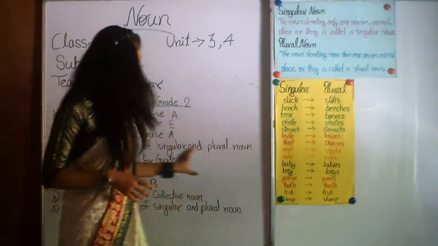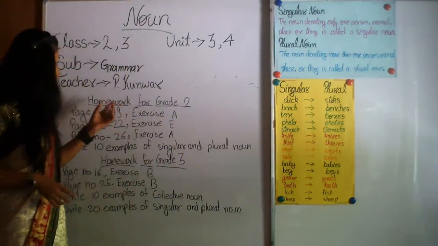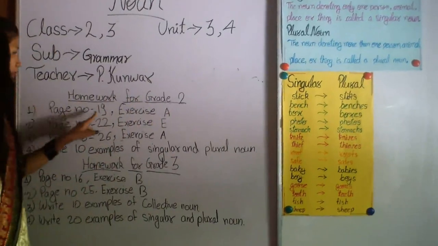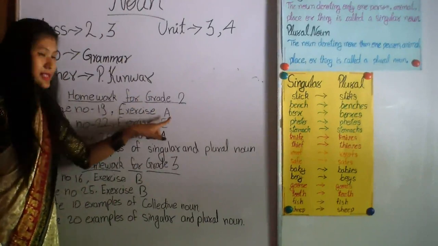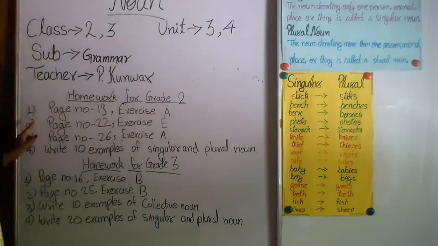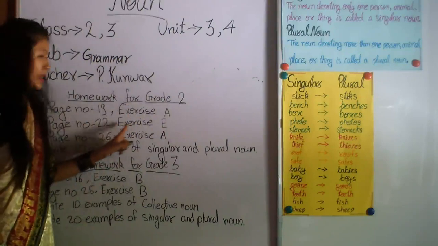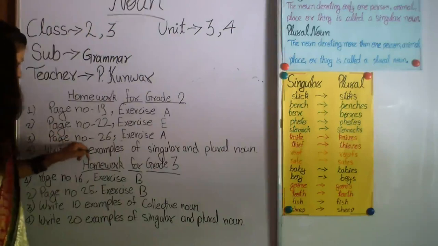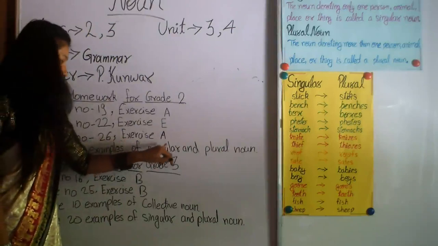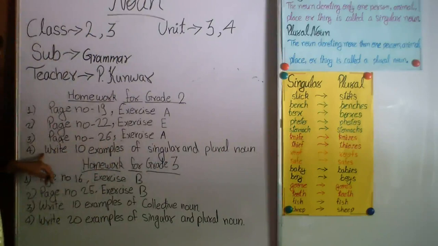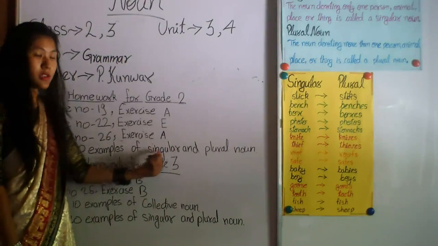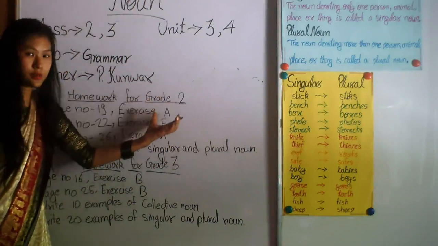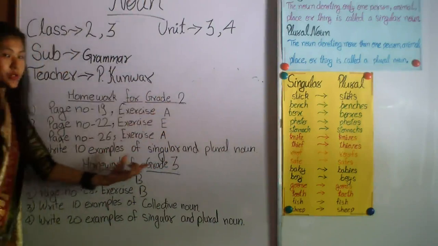So here I have homework for you. Homework for grade 2. Go to page number 19 and write exercise A. Go to page number 22, exercise E. Third, go to page number 26, write exercise A. And fourth, write 10 examples of singular and plural nouns.